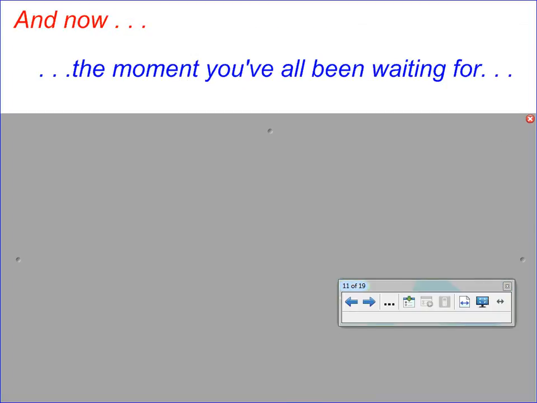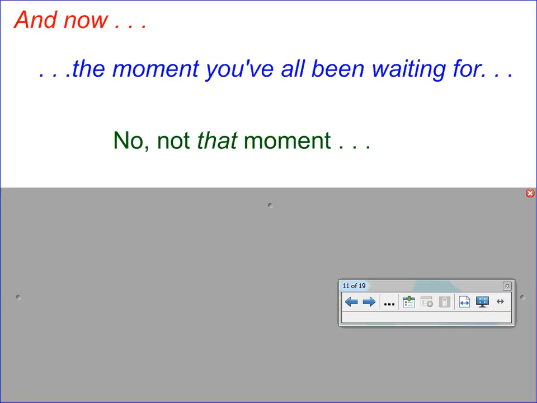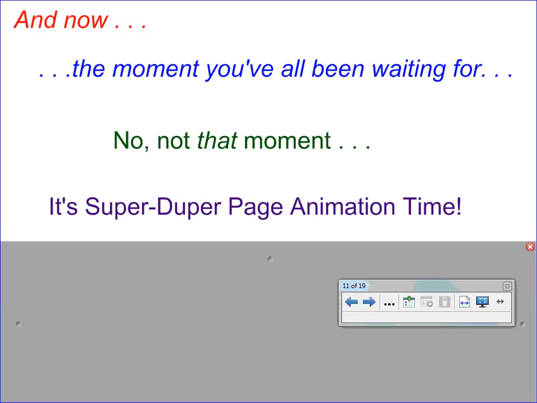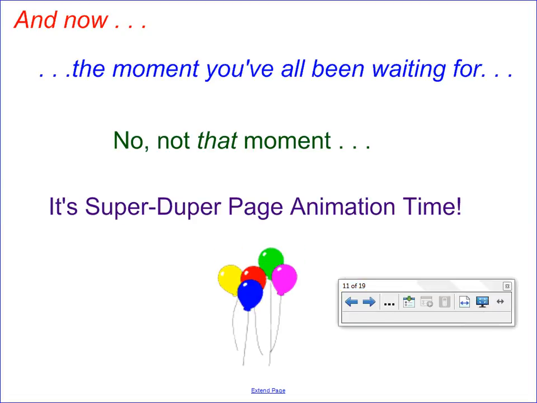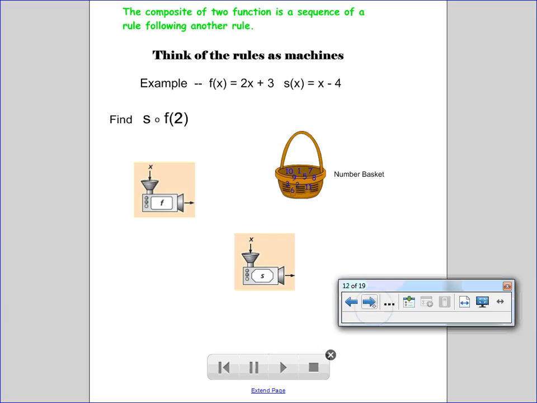I know you guys are going to rock this to the top. And now, the moment you've all been waiting for. No, not that rule, not that moment, Logan. It's super duper page animation time. That's what I'm talking about. So, super duper page animation time. We're going to be able to watch this in full effect.